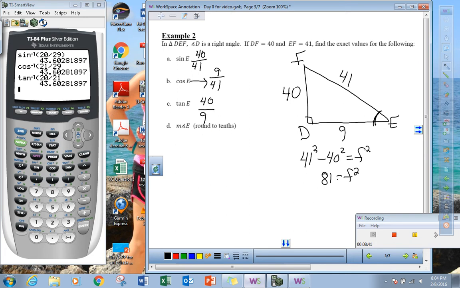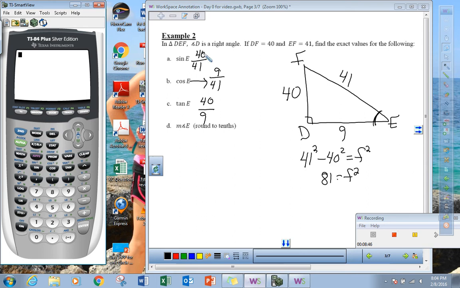And then to find the measure of angle E, pick whichever one of these trig operations you want. I'm going to go second sine, 40 divided by 41. Tells me that the angle is approximately 77.3 degrees. So there's just a little SOHCAHTOA review. I wanted to add in how to find the measure of an angle. We talk about the graphs of those next time.